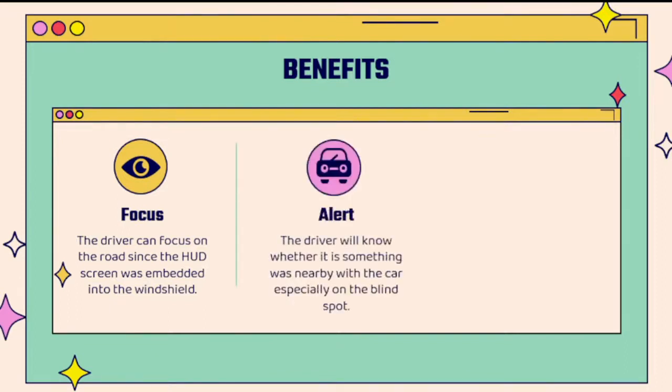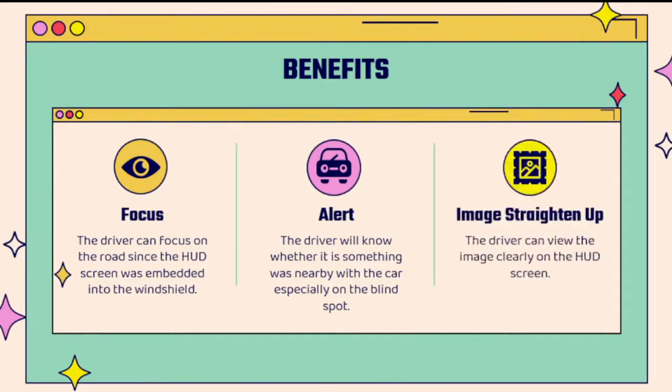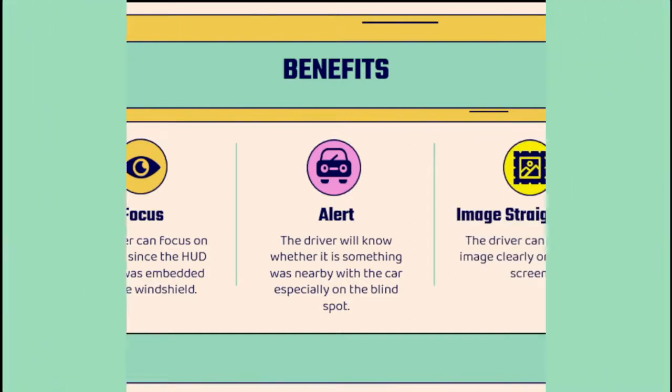The second benefit is alert. This is to ensure that the driver is aware of anything nearby the car, particularly in the blind spot. The third benefit is image straightened up, so the driver can view the image clearly on the HUD screen. Before I wrap up the video, let's take a look at the project demonstration.